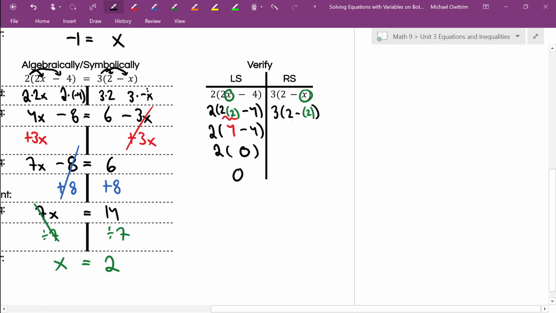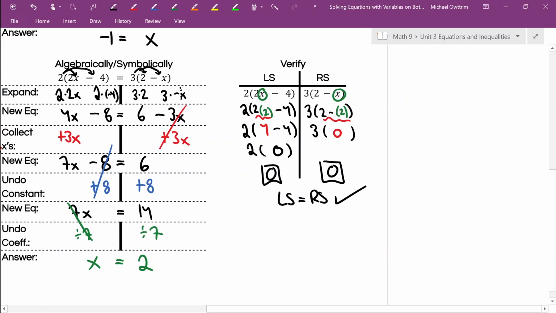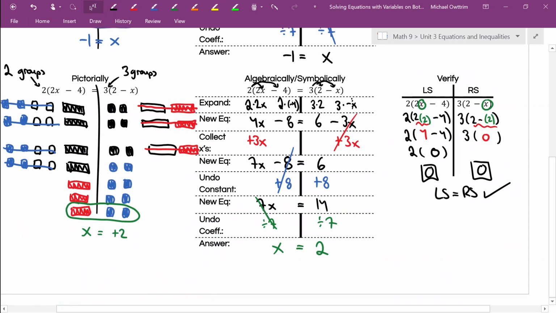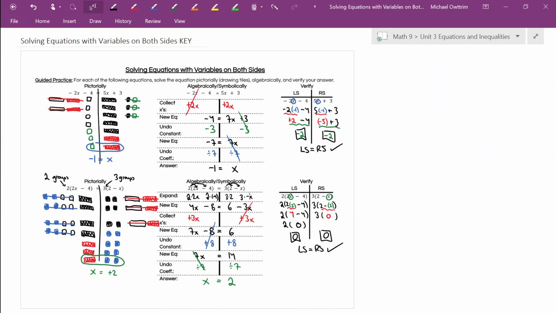On the other side, we'll start inside our brackets. So 2 take away 2 is 0. And 3 times 0 is 0. Since we did get the value 0 for the value of the left side as well as for the value of the right side, we can say indeed that our left side is equal to the right side, and therefore our solution must be correct. So I hope this has helped you with modeling, doing your algebraic work, and verifying your solutions to equations that have variables on both sides.